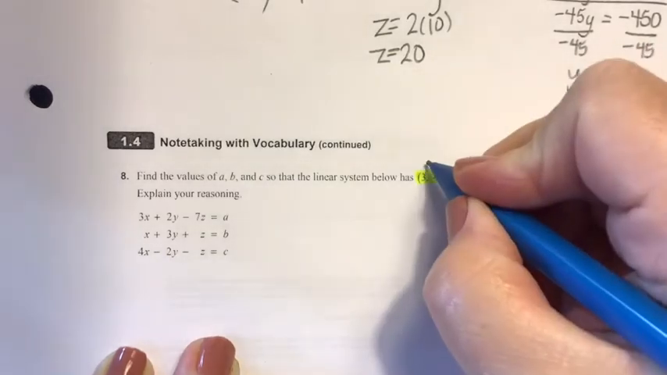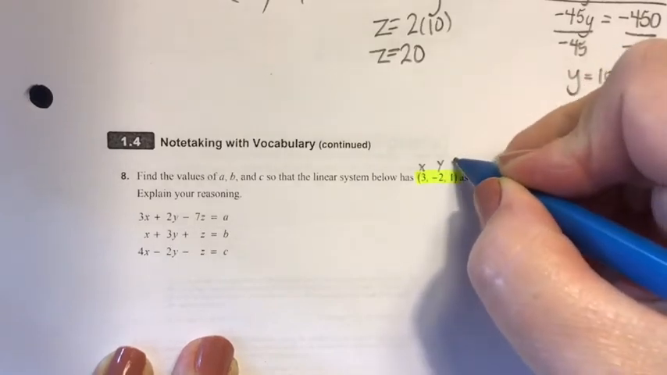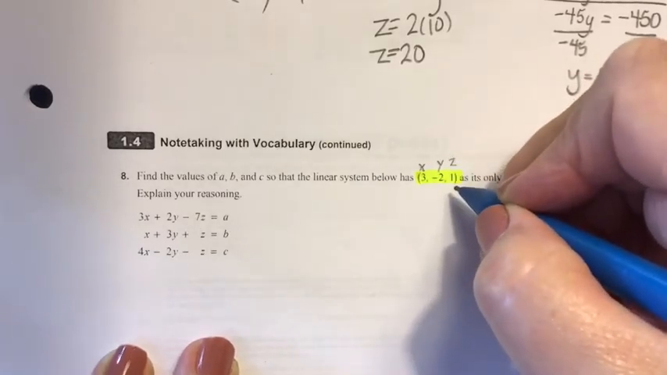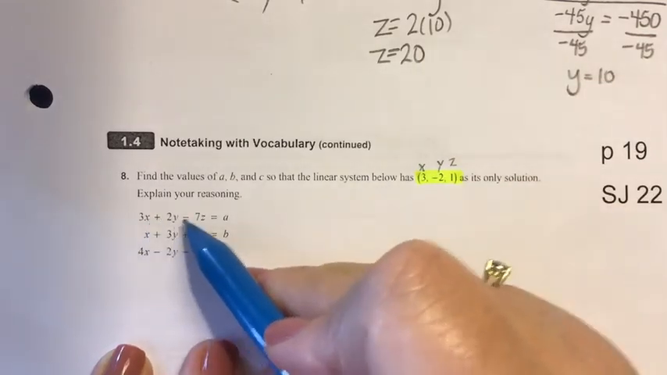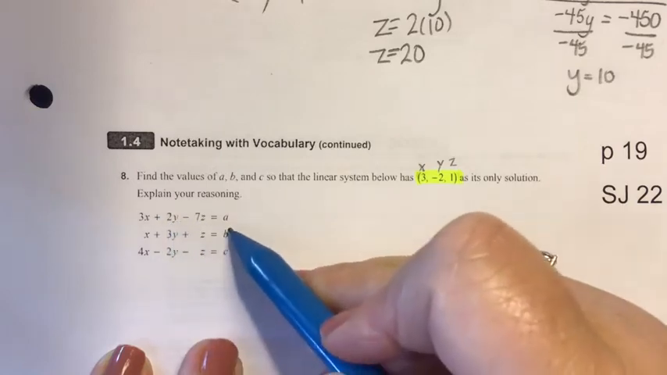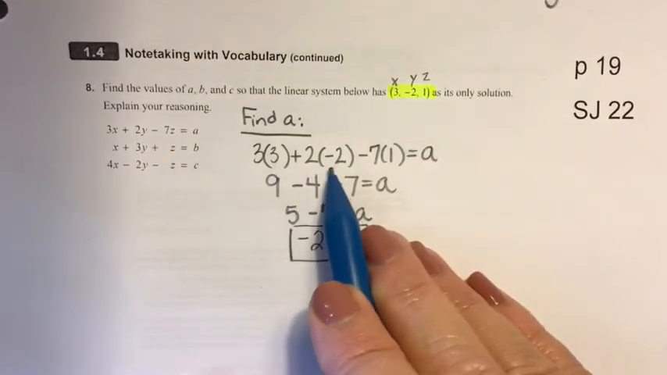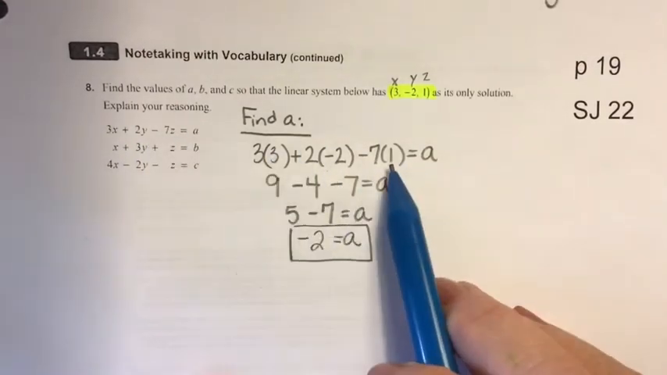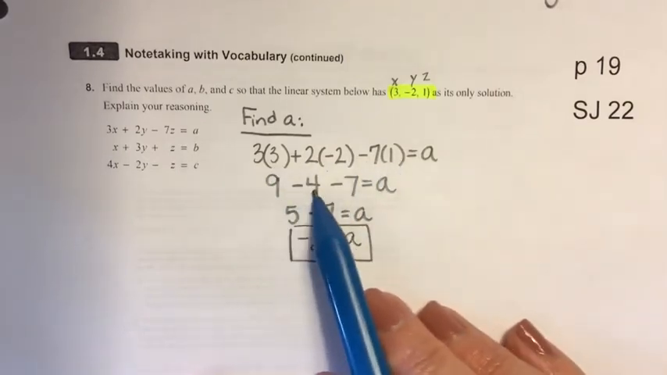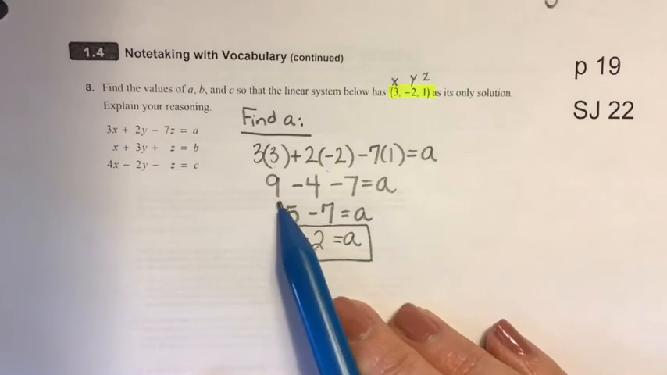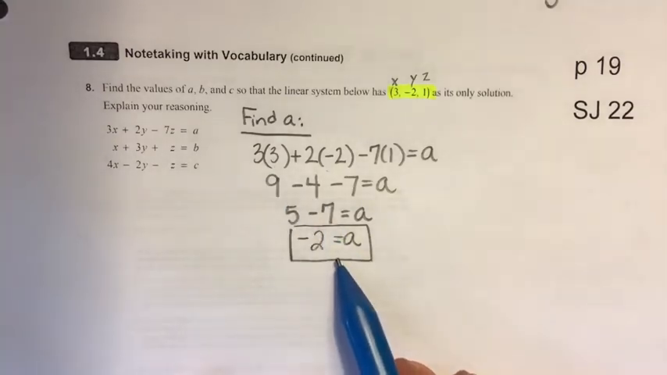I know x is 3, y is -2, and z is 1. I'd like for you to take the time now to substitute x, y, and z into the top equation and find a. I substituted 3 in for x, -2 in for y, and 1 in for z. I used order of operations. I multiplied, then I subtracted, and I found a to be -2.